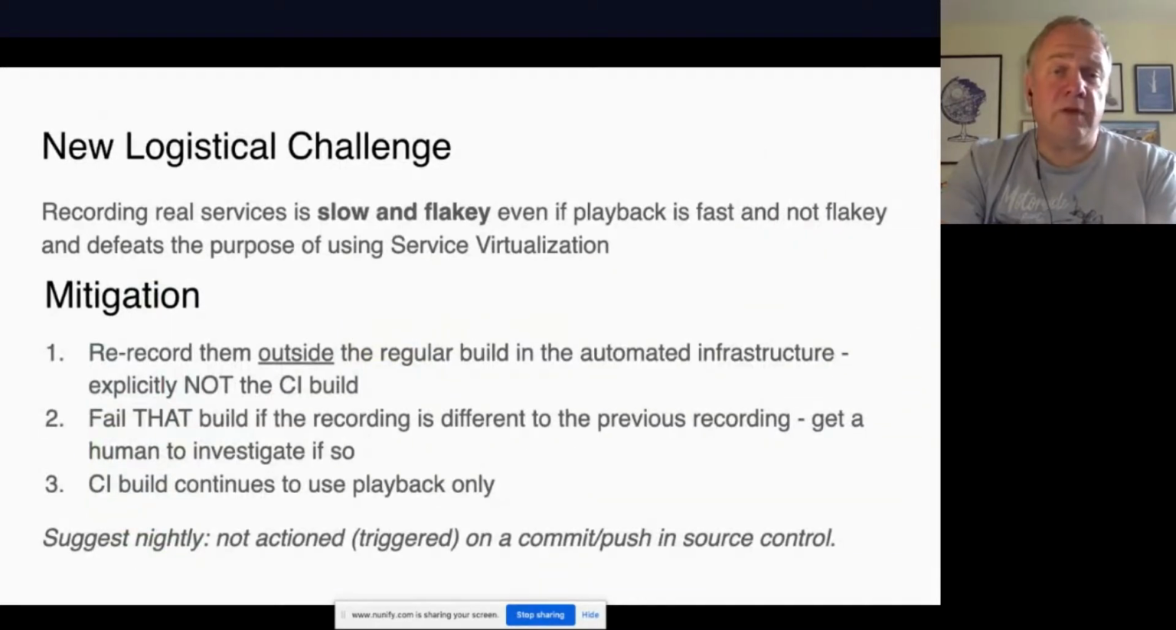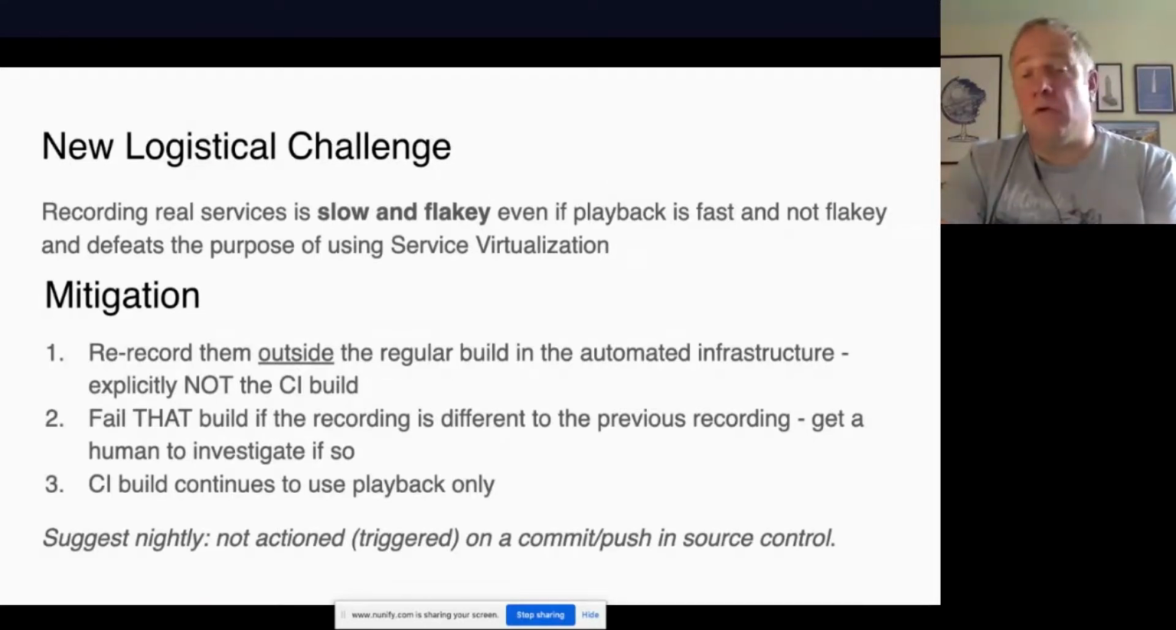So there's the new logistical challenge. Recording real services is slow and flaky, even if the playback is fast and not flaky. And it defeats the purpose of using service virtualization at all. You know, mocking. Why mocking? So the mitigation for this is to re-record them outside the regular build. So the same automated infrastructure can run a job on some basis, but it doesn't have to be inside the CI build, which is the one that's triggered by commits and pushes. And it doesn't have to be what the regular developers run themselves before they commit and push.